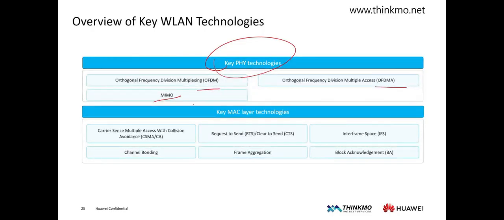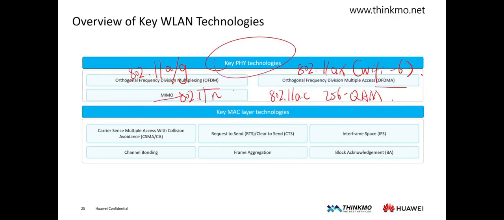In our 802.11 protocol, 802.11a and g use OFDM modulation. Then 802.11n adopts MIMO, multiple input, multiple output technology, and in addition, 802.11ac uses 256-QAM modulation to increase the rate. OFDMA, on the other hand, is used in our 802.11ax, which is Wi-Fi 6. This technology is used to improve spectrum efficiency.